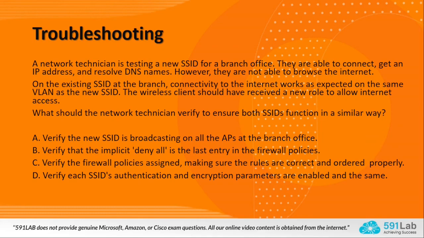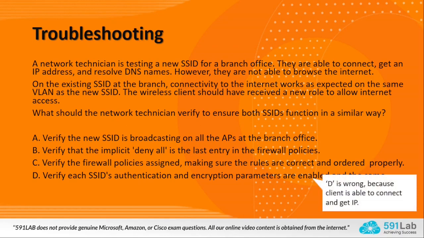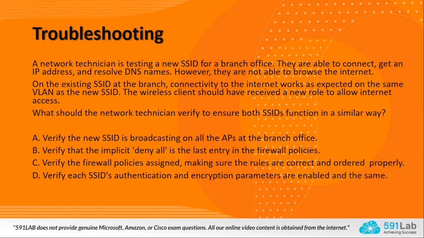Verify each SSID's authentication and encryption parameters are enabled and the same. Since the client is able to connect and get the IP, the authentication and encryption parameters should be correct. So they are enabled and it's working fine. So there's nothing wrong with that. So option D is wrong. So the correct answer here is option C.